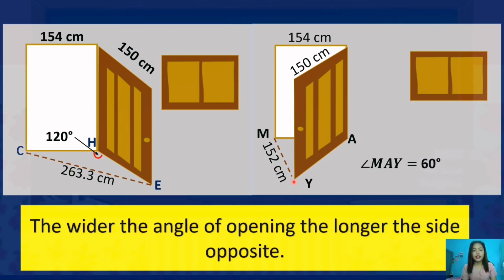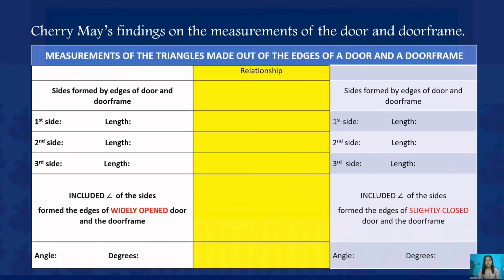So what happened to the length of the third side? So it becomes shorter, precisely. So the wider the angle of the opening of the door, the longer the opposite side. So, yung tinutukoy na opposite side is the third side. So, here are the findings on the measurements of the door and the door frame. So, let's compare it. So, let's complete the table by putting the relationships or the appropriate measurements and relationships.